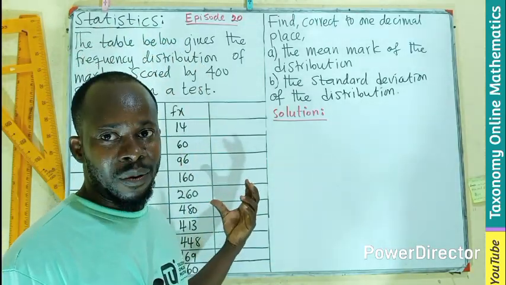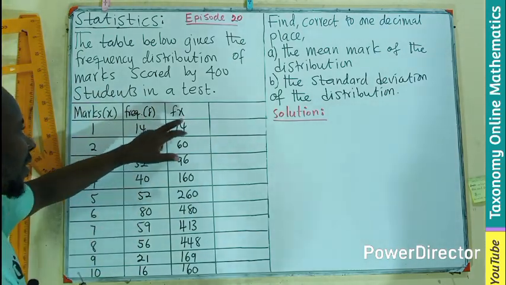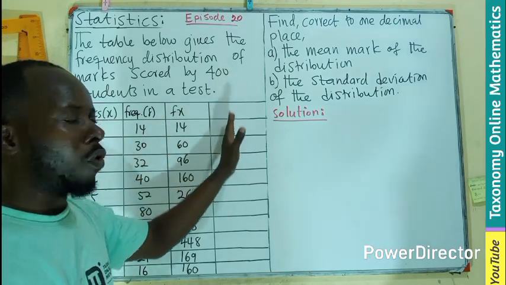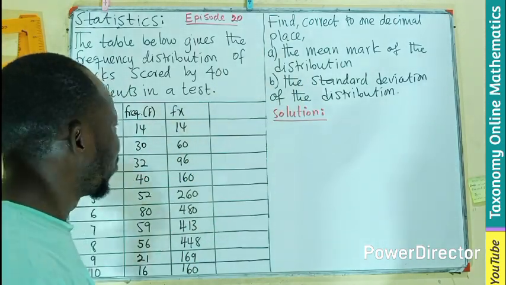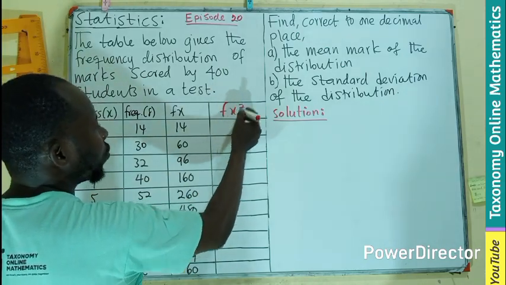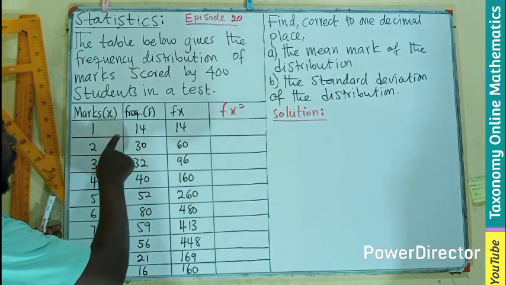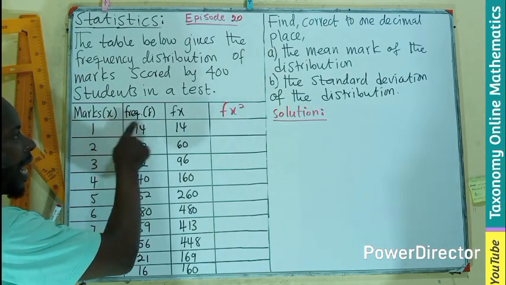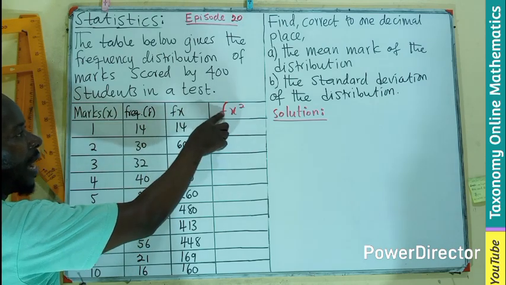So this is one easy way because they have already given us the table. They gave us the fx also. So we need to add an additional column which will help us find the standard deviation. And what do we need for that? We need the fx squared, which is the x times fx. When I multiply fx by x, it becomes fx squared.